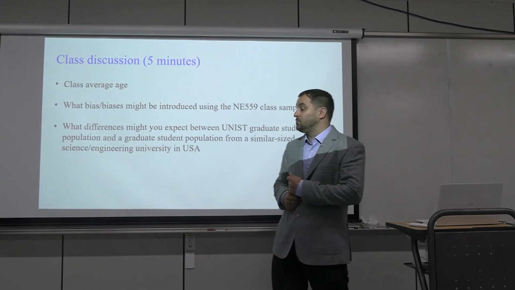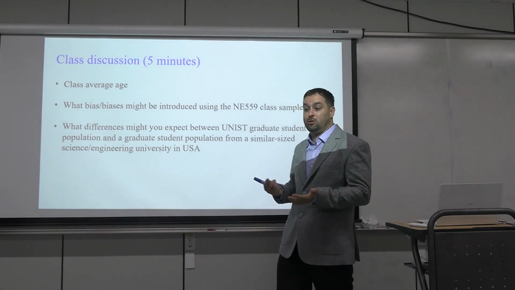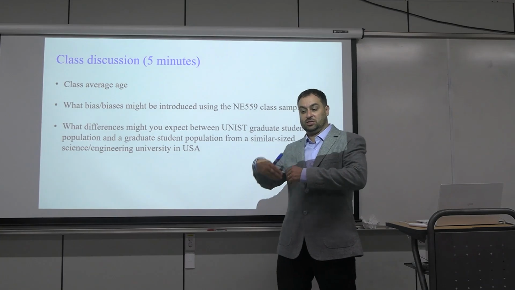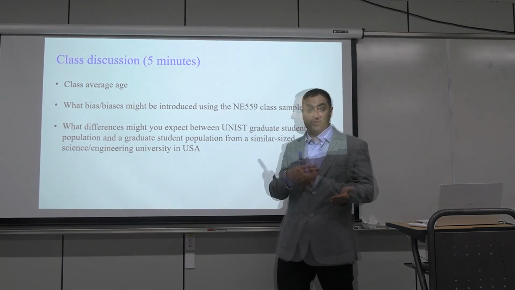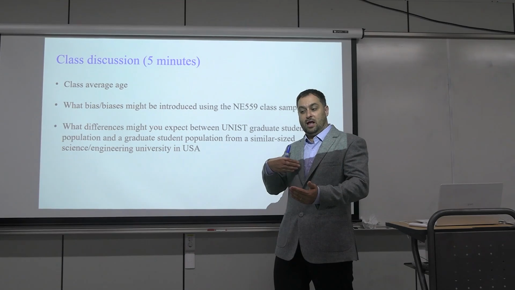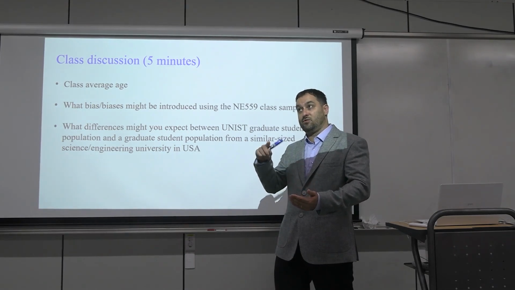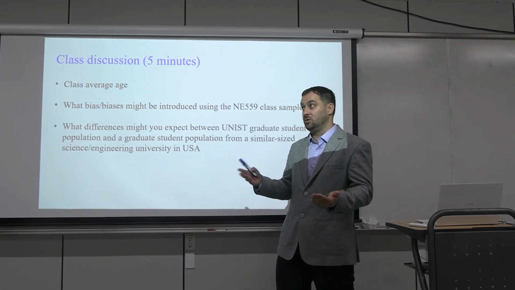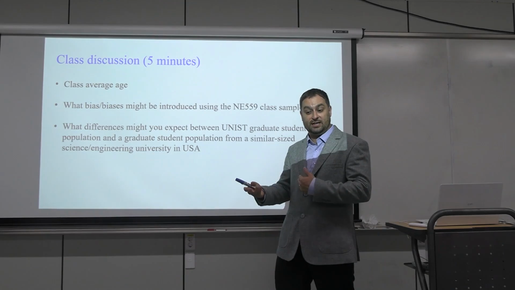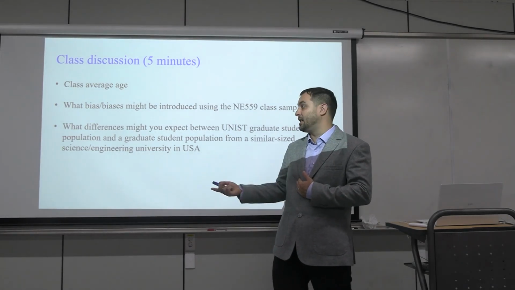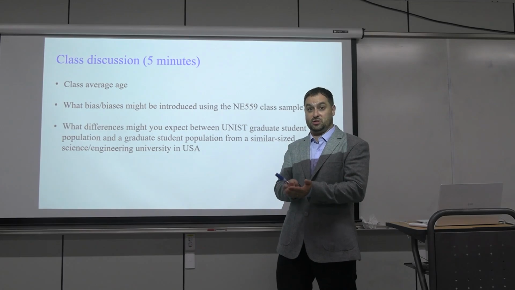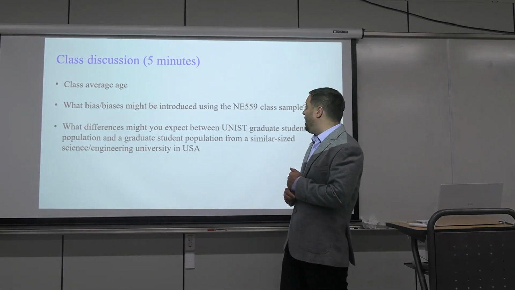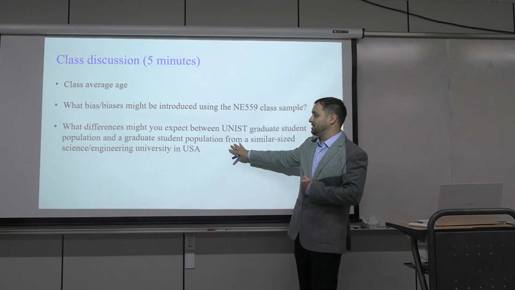And so what could be some possible biases from a subset versus the whole population? One thing is, for example, male-female. So we have 3 out of 20, so about 15% of the students are female students, and I don't know what is the total percentage of female students at UNIST. And also let's go on to the third point.